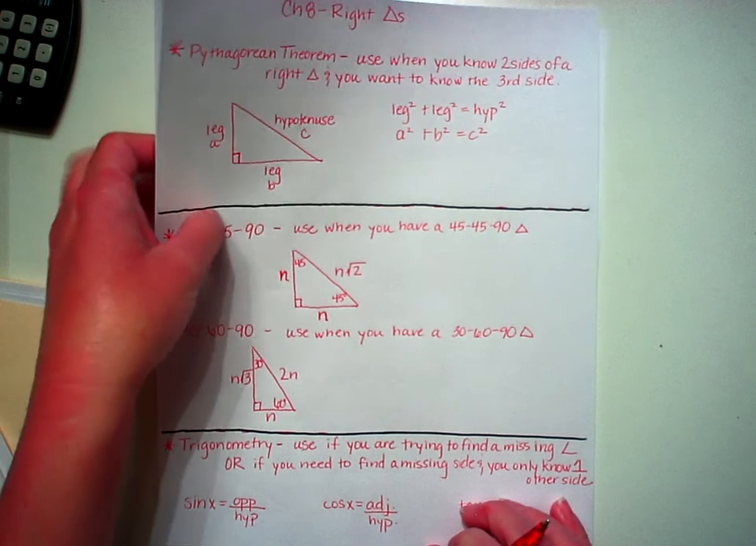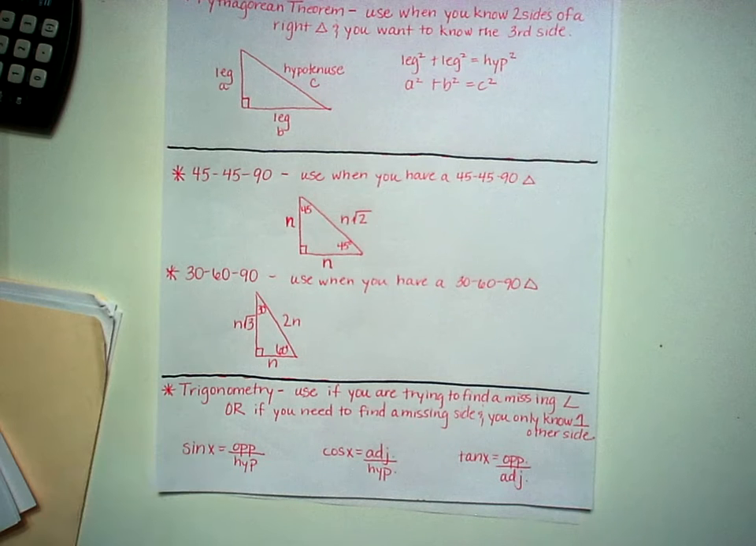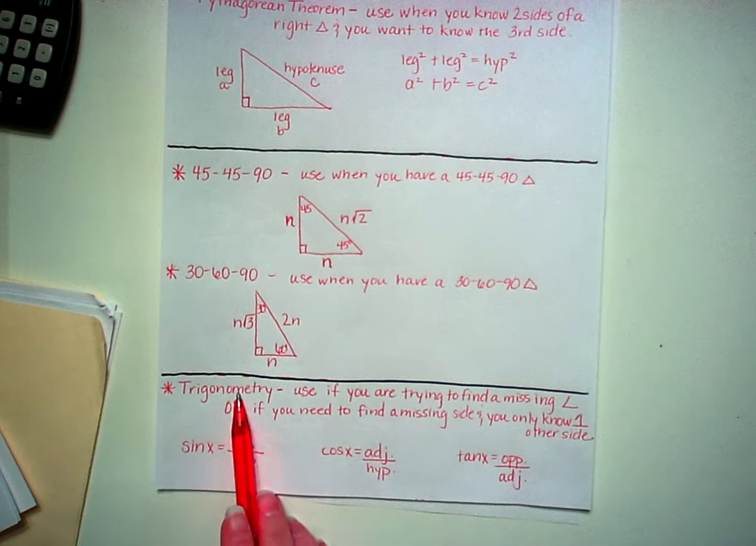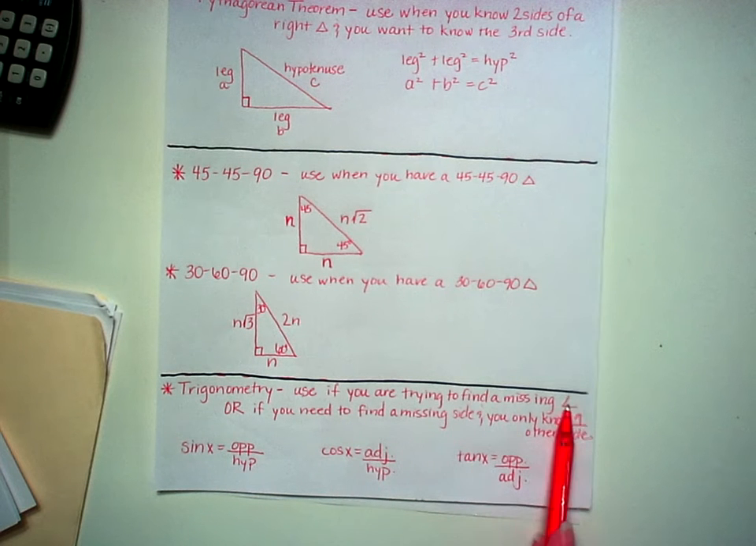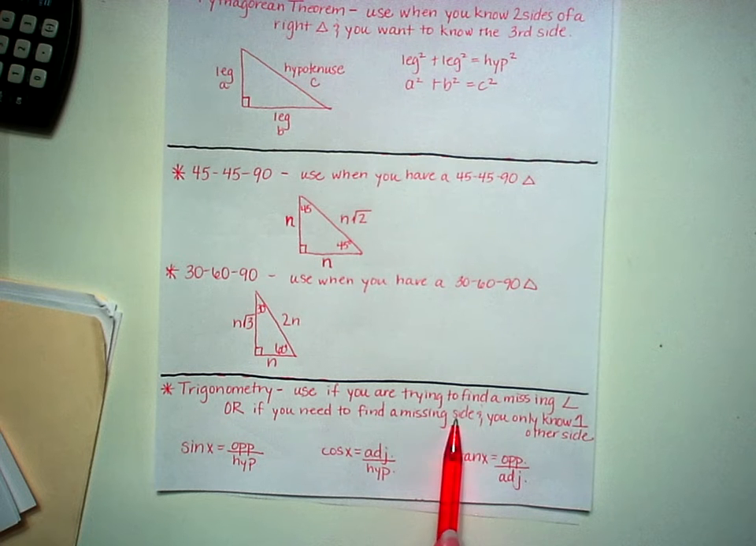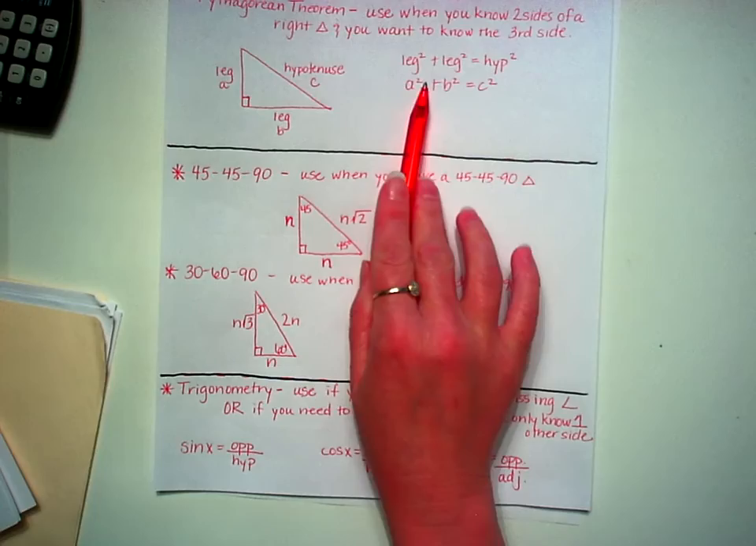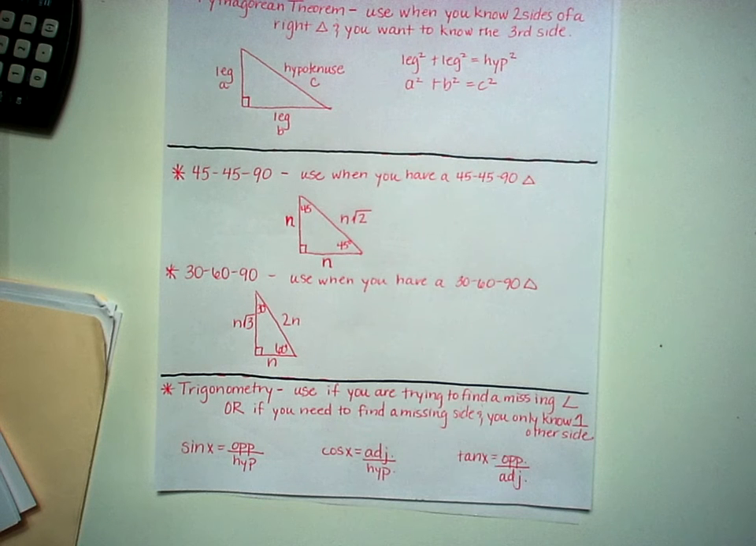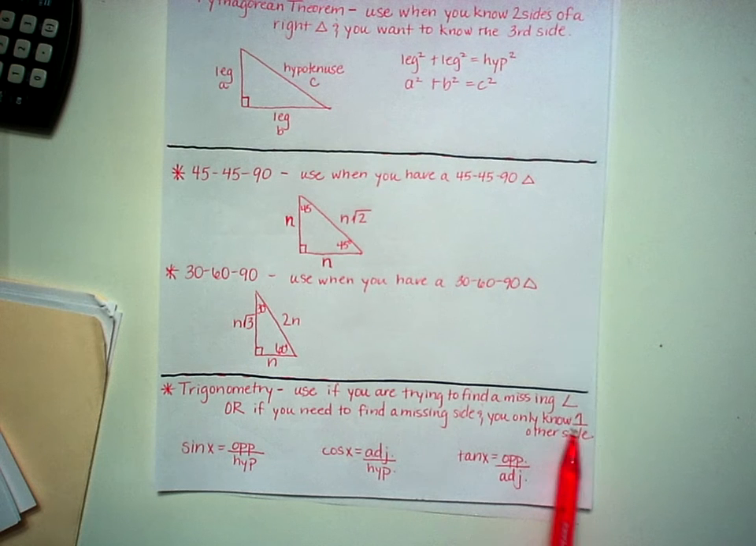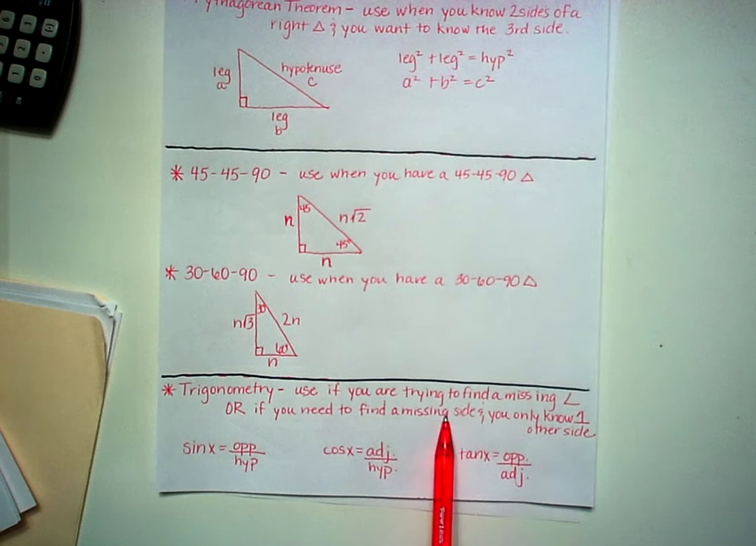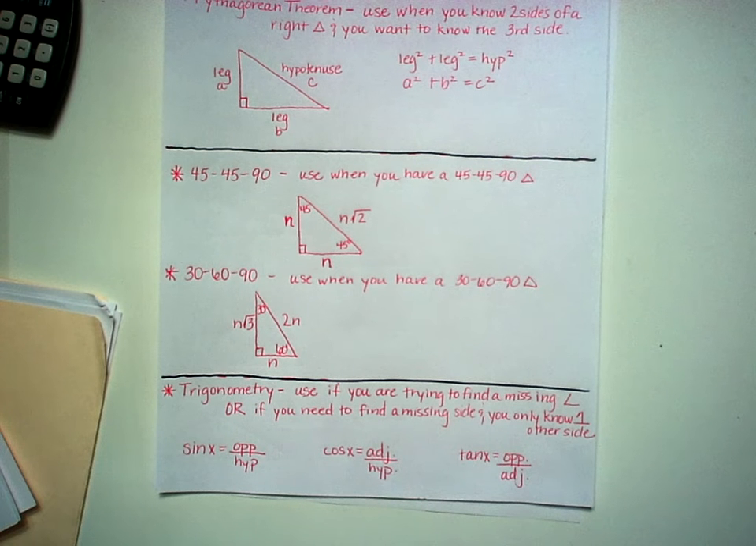Okay? And then finally, trigonometry. When do we use sine, cosine, and tangent? You're going to use trigonometry if you are trying to find a missing angle. Okay? Or if you're trying to find a missing side and you only know one other side. So if you knew 2 other sides, you could use the Pythagorean theorem. If you know 2 sides, you can find the 3rd side. Here, if you only know one side and you're trying to find another side, you're going to need to use trigonometry, either sine, cosine, or tangent. And we'll talk about when to use each one as we do some examples here in just a second.